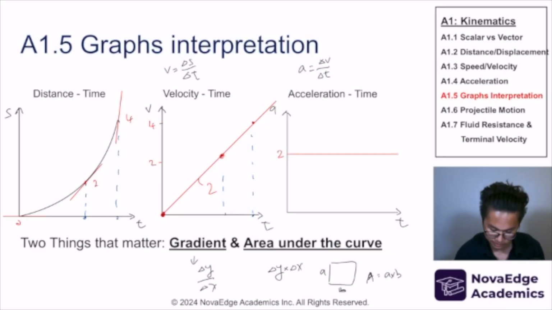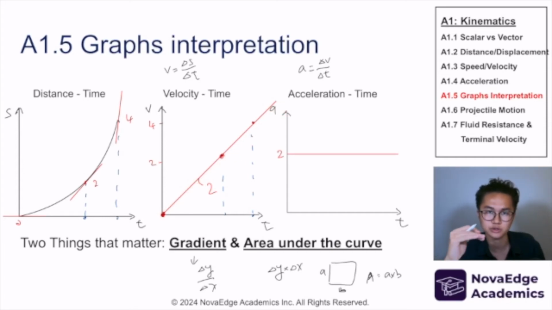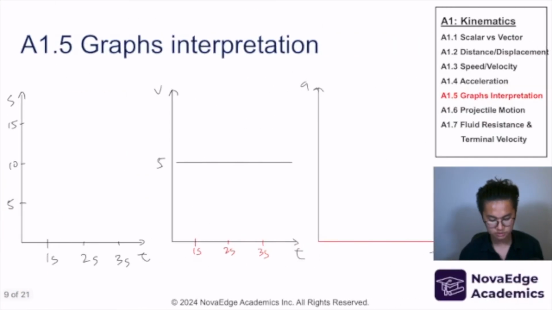So velocity is always increasing, right? But at the constant rate of 2 meters per second squared. That is the acceleration here, okay? Extremely important. So let's do an example. I'm going to give you the velocity time graph, and I want you to pause the video and try to draw the acceleration time graph and displacement time graph.